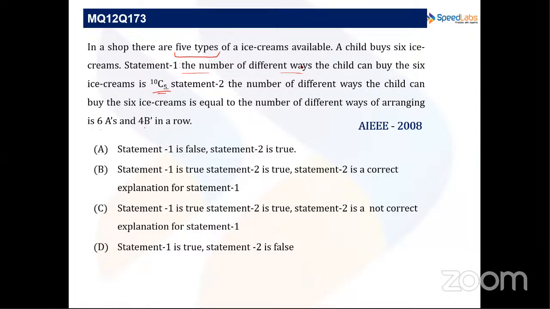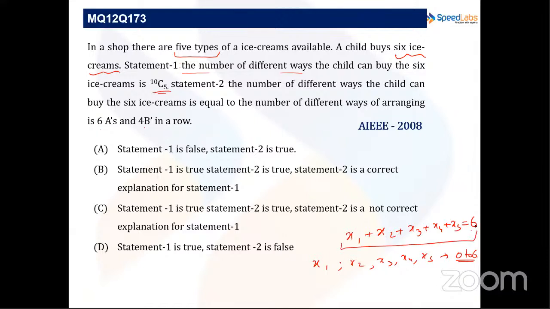Okay, so how we are going to solve it is, there are 5 types of ice creams and a child buys total of 6 ice creams. So we can see that, let's say x1 represents the number of ice creams he is buying for type 1, x2 represents the number for type 2, x3 represents the number for type 3, x4 represents the total number for type 4, and x5 represents the total number for type 5 ice cream. And this sum should be equal to 6, and the values of x1, x2, x3, x4, x5 can range anywhere from 0 to 6.